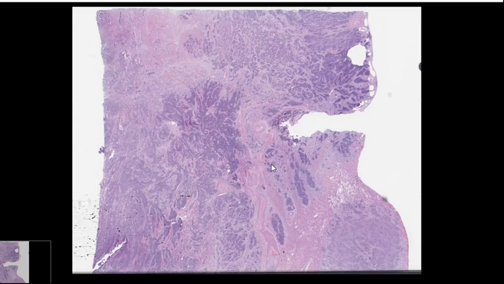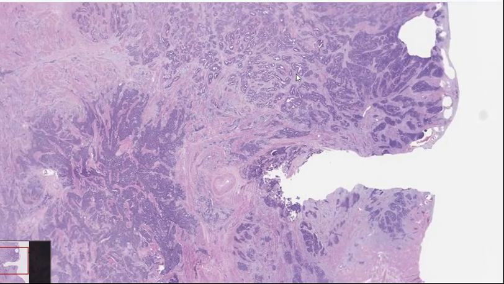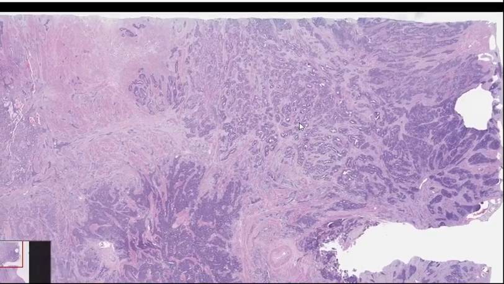Hi, so today we have a case of a 73-year-old female patient with a cervical mass, and the patient presented with postmenopausal bleeding. We have a section from that cervix. With it, we can see a tumor variably infiltrating into the stroma. Now, if we zoom into the tumor particularly, we can see different morphological patterns at different areas.